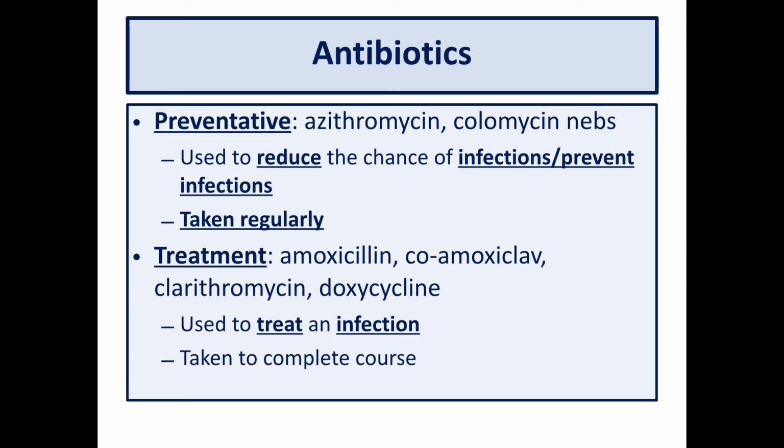If you have experienced a number of infective flare-ups, you might be on long-term antibiotics to try and prevent infections from occurring. These are called prophylactic antibiotics and are taken regularly. It can include azithromycin, which is usually taken 3 times a week, or colistin nebules. Some antibiotics are used to treat an infection when it occurs. Treatment options include amoxicillin, co-amoxiclav, clarithromycin, or doxycycline, but others can be used.